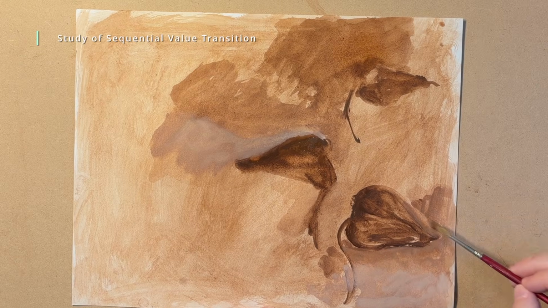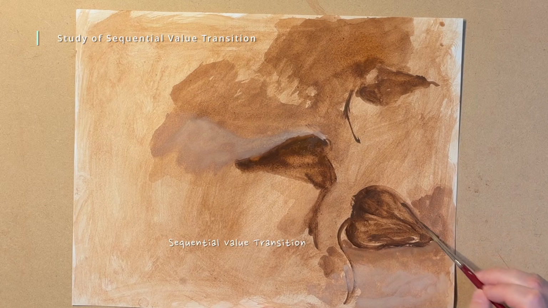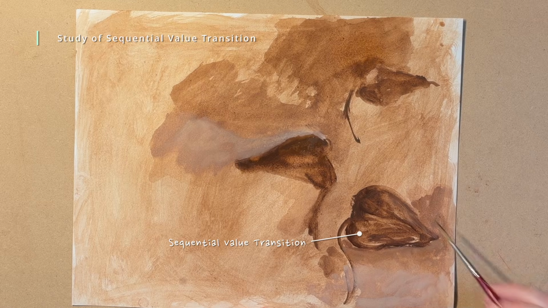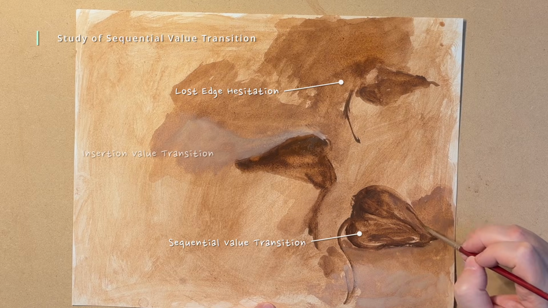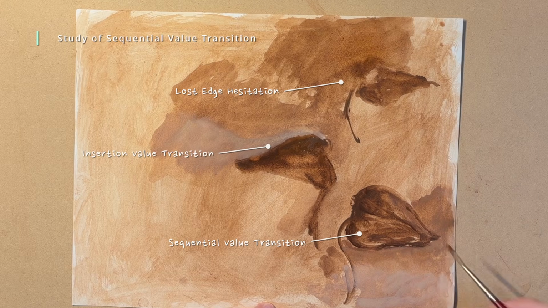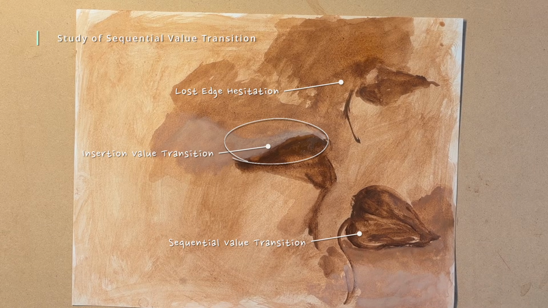And as we paint this, we can notice the difference between the sequential transition, the dark leaf versus the medium tone, as compared to the other two transitions: the lost value transition, where the two areas are merging together, or the insertion transition, where I have this dark leaf and suddenly I have a light area and then the medium. It gives a very different feel.